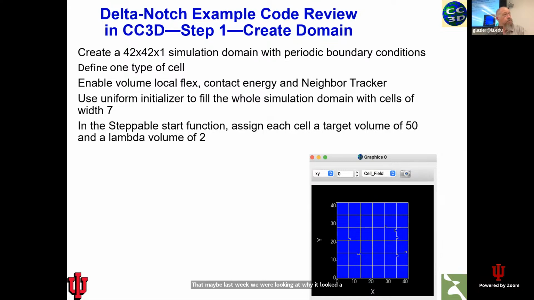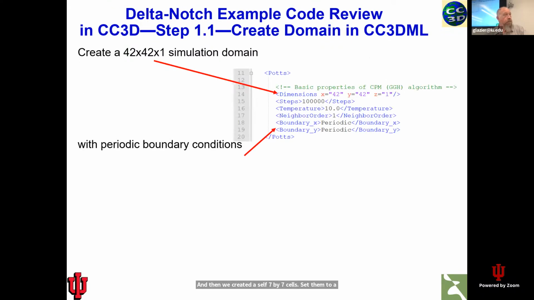I wasn't sure. We're using volume, local flex, contact energy, and neighbor tracker. You need neighbor tracker. Emma, I think you used surface area constraint as one way of forcing neighbor tracking, but there's a plugin called neighbor tracker that gives you that information without turning the surface area constraint on. And then we created 7 by 7 cells, set them to a target volume of something like 50, lambda of 2. Okay, so that's what that looks like. Here we've got dimension 42 by 42 by 1.